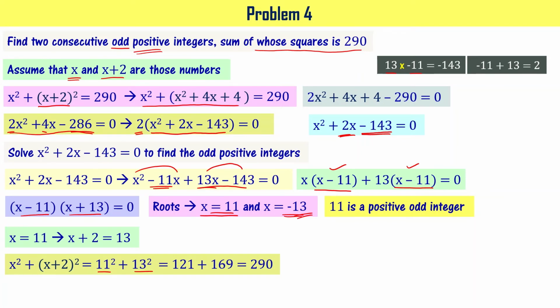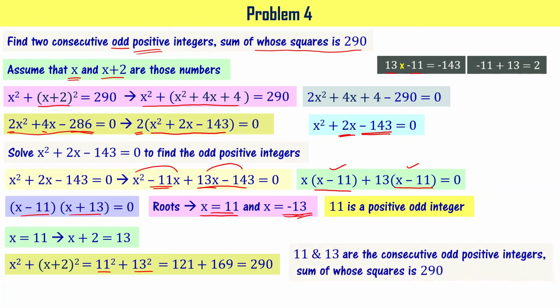11 and 13. Let me write now that 11 and 13 are the consecutive odd positive integers, sum of whose squares is 290. This is the answer we are looking for.